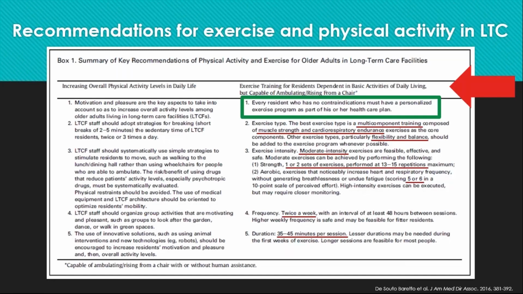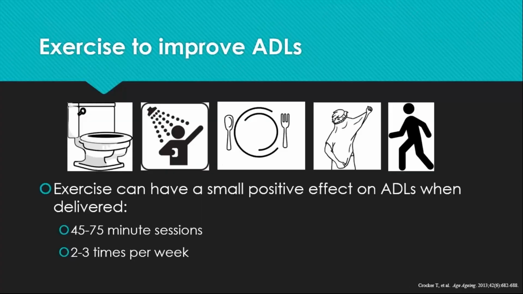In terms of the frequency, they suggest twice a week with an interval of about 48 hours or 2 days between sessions. And if residents are fitter, they could certainly do a higher weekly frequency. And they recommend a duration of about 35 to 45 minutes per session. But if someone's really deconditioned, they haven't exercised before, certainly you could start smaller and then build up to that 35 to 45 minutes per session. So this is a really good paper just to kind of give you some nice concrete recommendations.